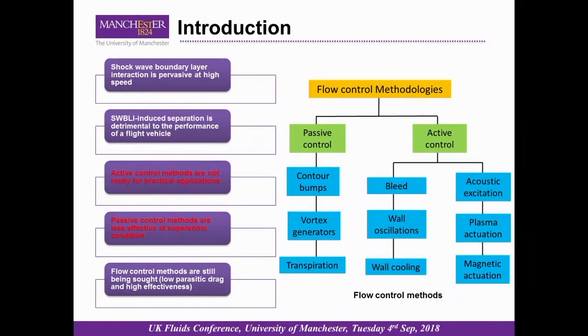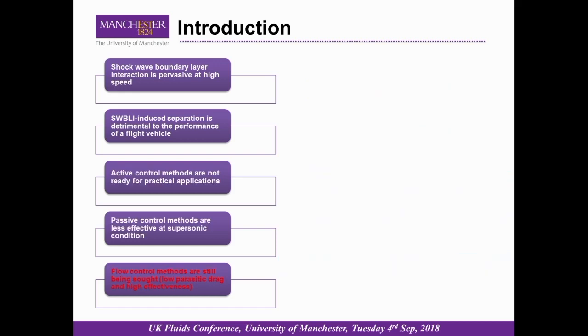However, active control methods such as plasma actuators and magnetic actuators are still far from being applied to practical aircraft. Passive control methods such as control bumps and vortex generators tend to be more useful in transonic conditions and less useful in supersonic. Additionally, they can induce a lot of parasitic drag. So new flow control methods are still being sought by researchers, which can induce as little drag as possible while still being useful in supersonic.